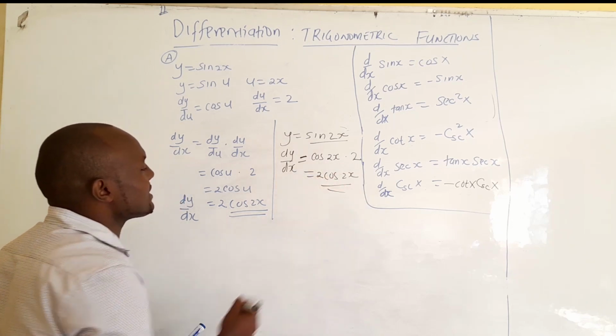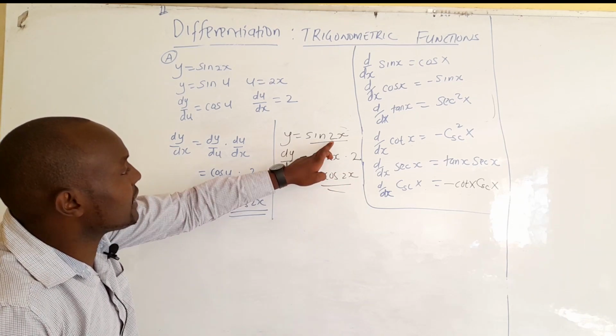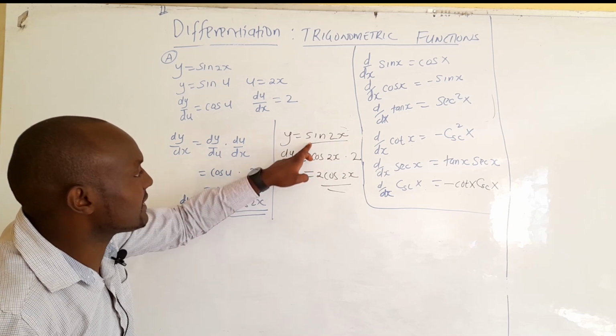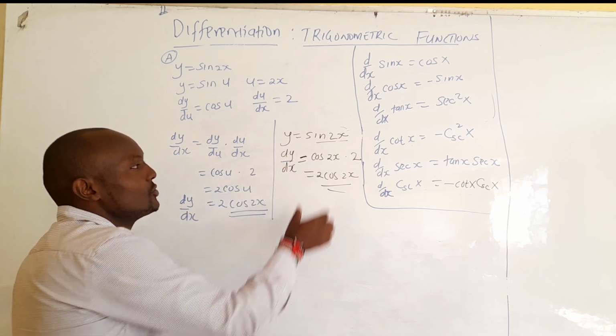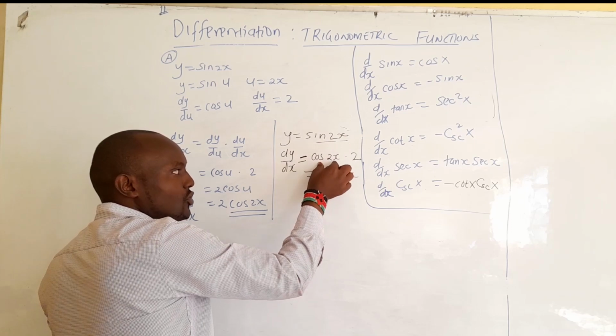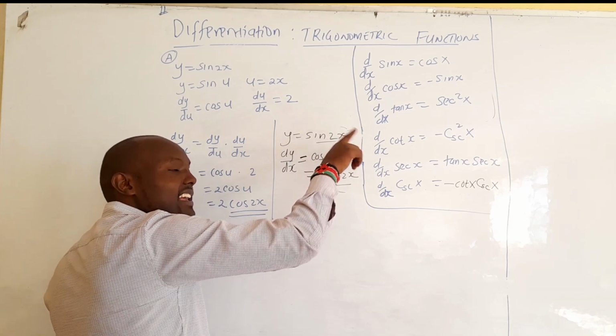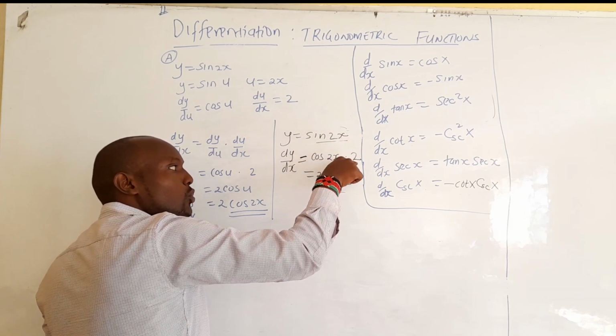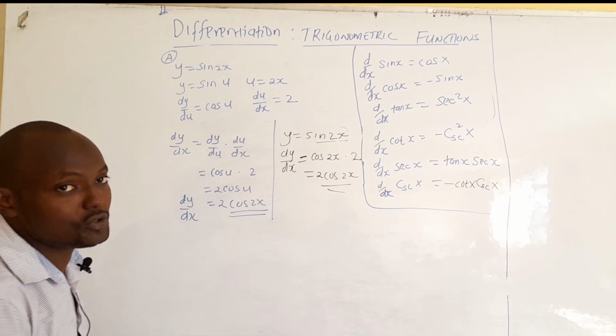So it doesn't matter which method you use. You can differentiate the way it is, like it is one function, you get cos of that one, cos 2x, then you differentiate inside, you will get 2. So the answer will be that one. That's how we use the chain rule.